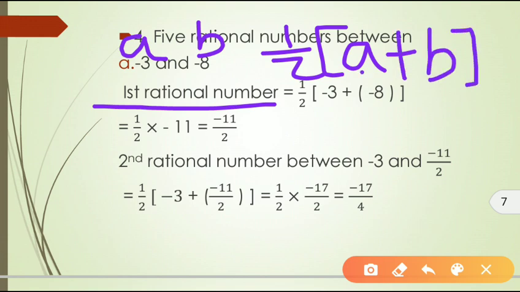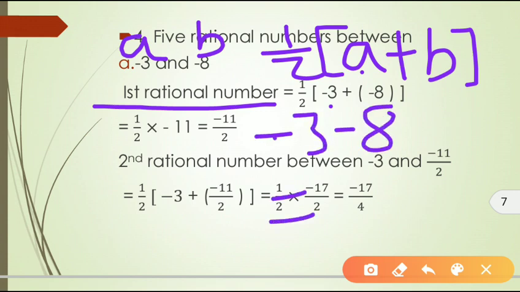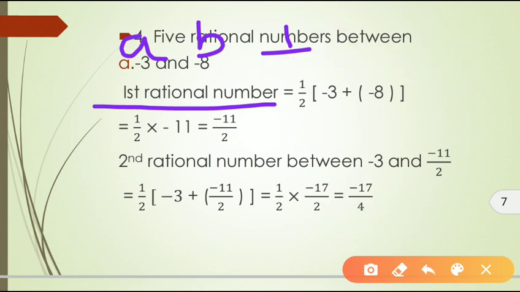In the place of a write minus 3, in the place of b minus 8. This plus minus will become minus 8, and minus minus will be plus, but the sign will always be minus. So minus 11, and this is 1 by 2. So 1 by 2 into minus 11 means minus 11 by 2. This is the first rational number.